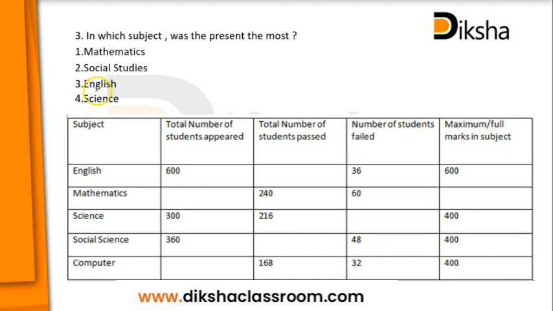Moving to the third question. In which subject was the present the most? It's an easy one because in mathematics we have the present as 240 plus 60, that is 300. So the present in mathematics is 300. The present in social is 360. The present, that means the appeared count, in English is 600. In science it is 300. So the maximum present is in the subject English with 600 students. So the answer will be English. Very easy one. English is the correct answer.